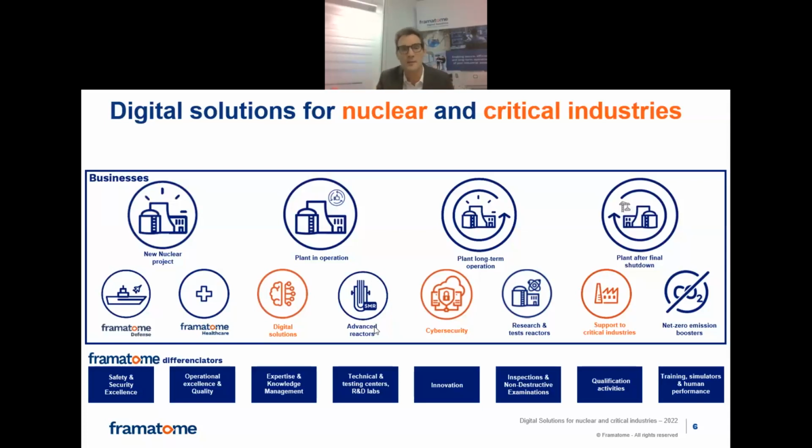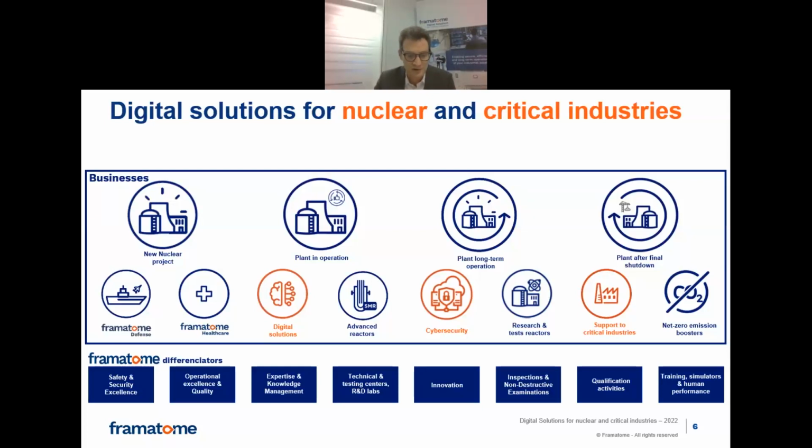In our core market, our digital solutions are relevant throughout the life cycle of the nuclear power plants. As you can see at the top here, from new nuclear projects, new build, to plants in operations, to plant long-term operations when they need to be extended, the life is extended, and finally to dismantling and decommissioning after final shutdown. So digital spans across the whole life cycle.